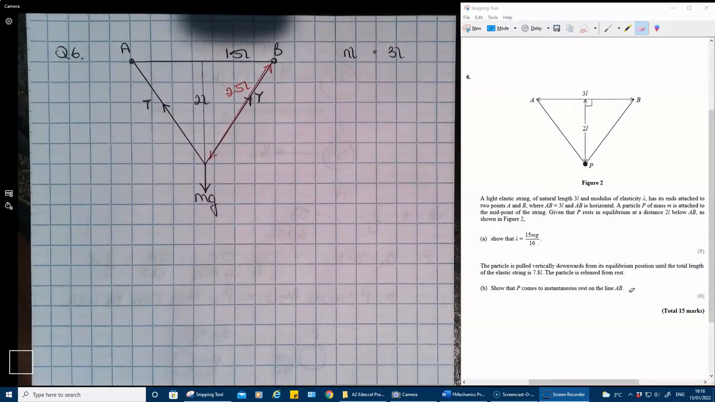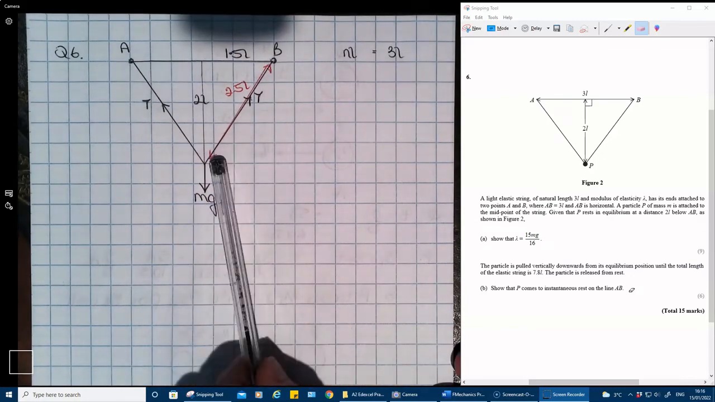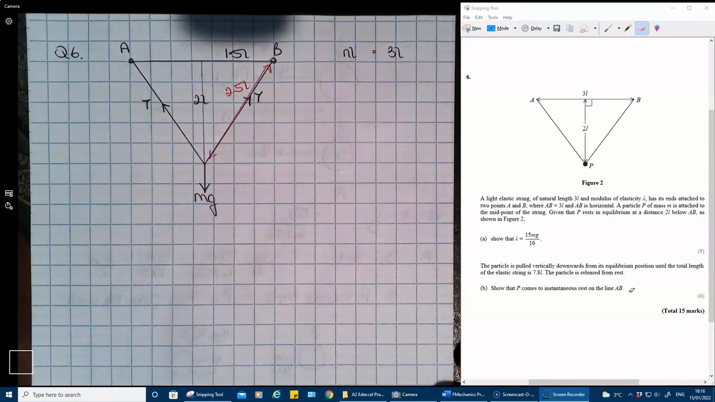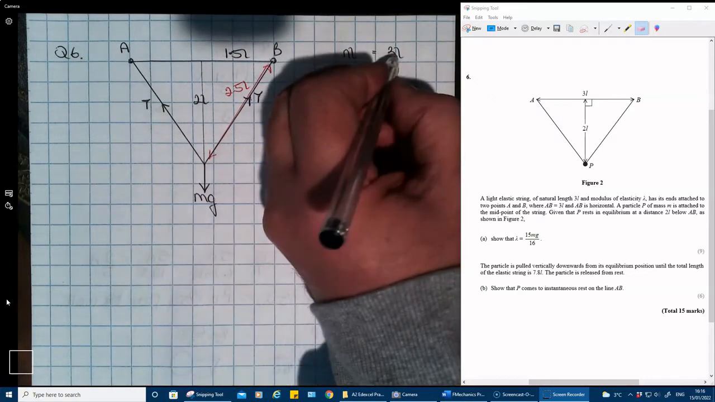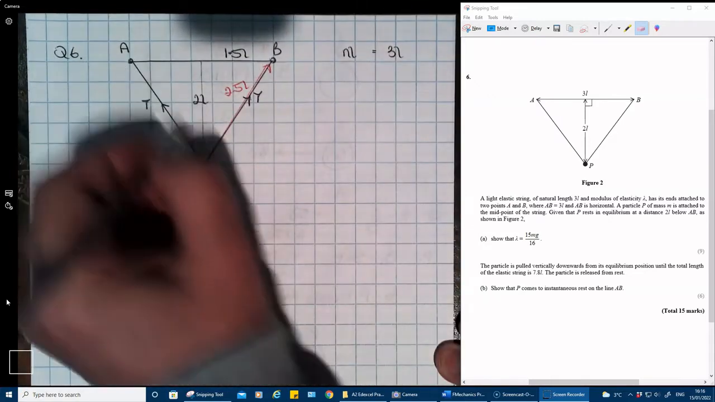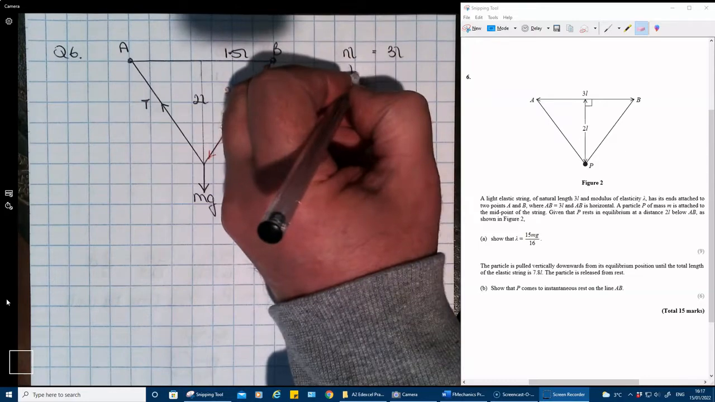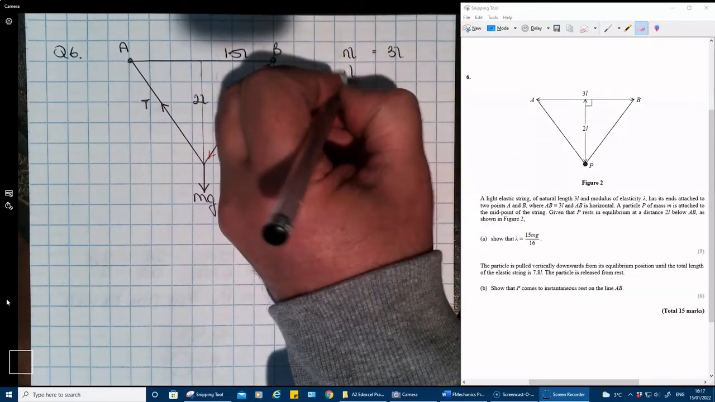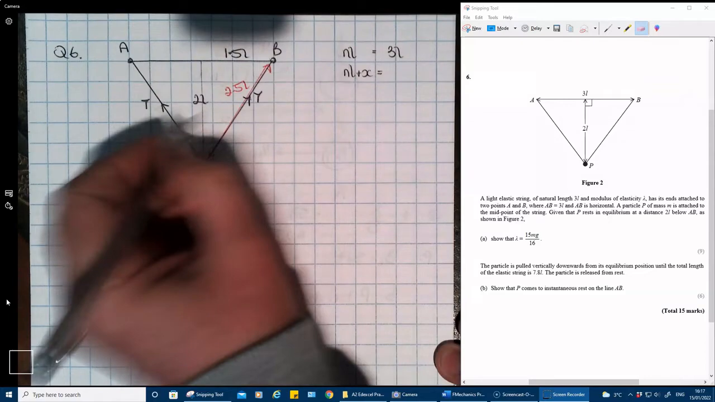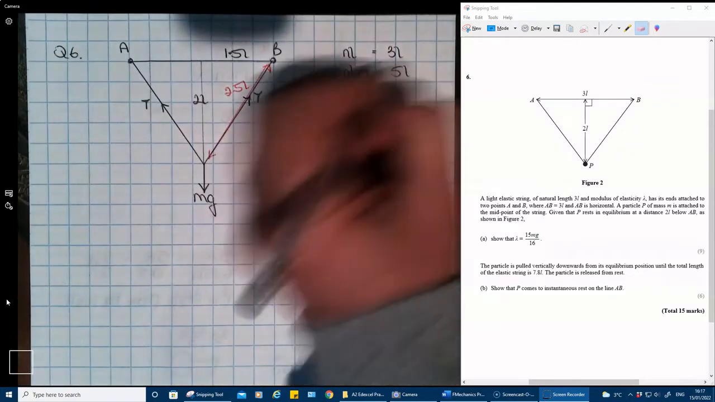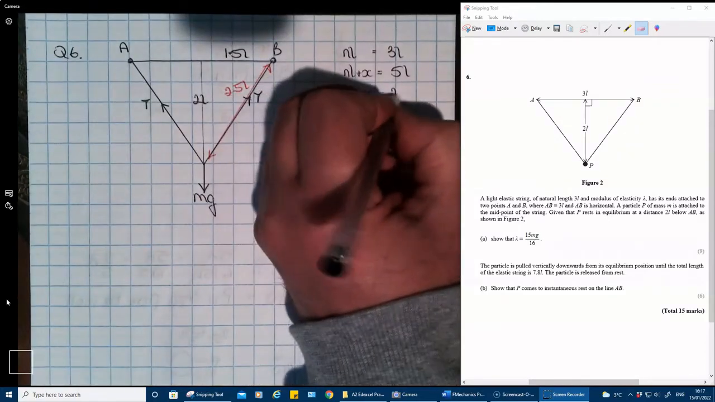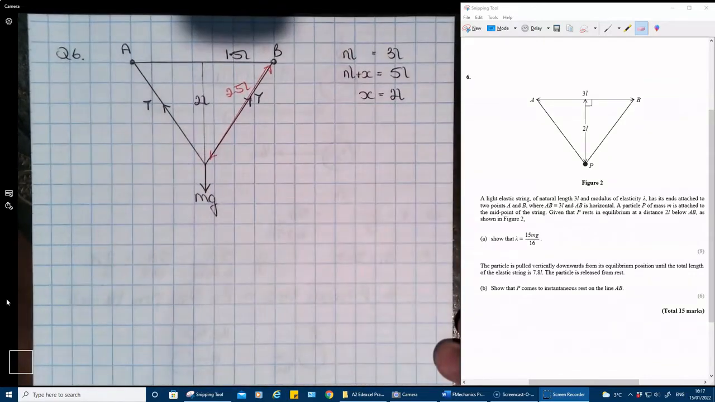Okay, so altogether, so the natural length is 3L, the stretched length, if you like, so L natural length plus X is going to be 5L, so we've got X is 2L.